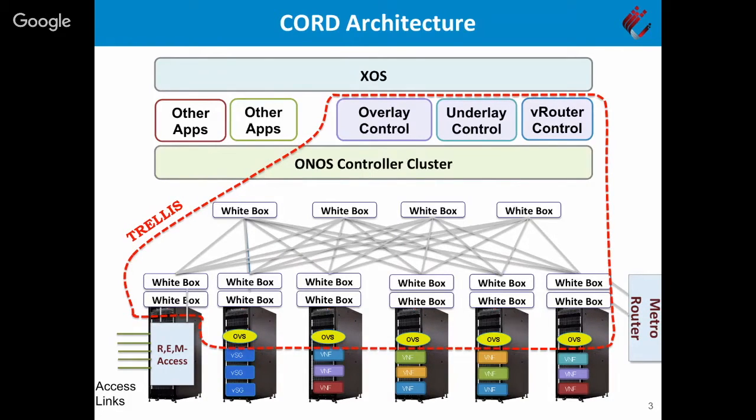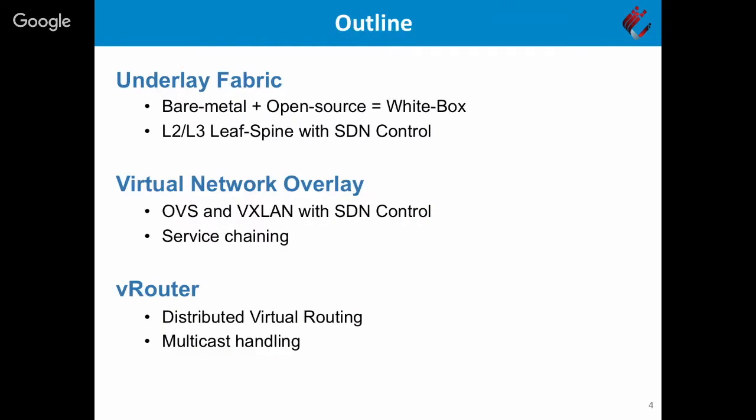This is the entire CORD architecture, and Trellis is this part, right? So it's the infrastructure that controls the overlay, that controls the underlay, and provides routing services to talk to the outside world. So the rest of my talk is basically going to introduce more details about these three pieces.